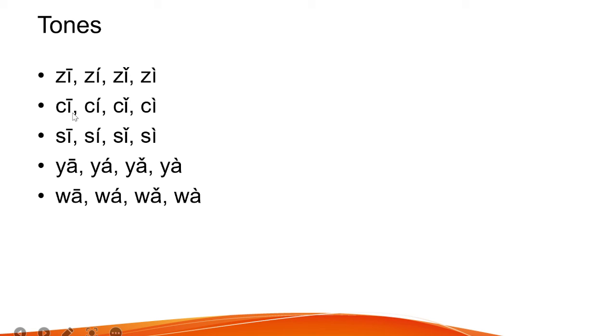First tone for CI is ci. The second tone is ci. The third tone is ci. The fourth tone is ci. First tone of SI is si. The second tone is si. The third tone is si. Fourth tone is si.